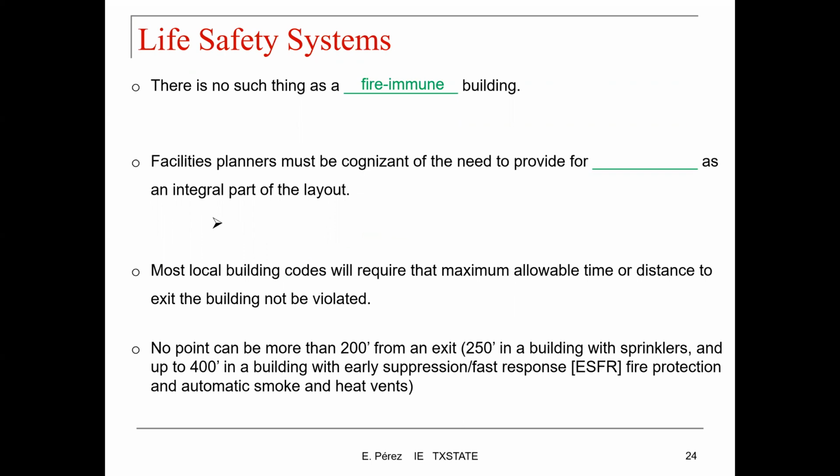Facilities planners must be cognizant of the need to provide for safety routes as an integral part of the layout. Most buildings require 2 or more exits. Most local building codes require that the maximum allowed time or distance to exit the building not be violated. No point can be more than 200 feet from an exit, 250 feet in a building with sprinklers, and up to 400 feet in a building with early suppression, fast response fire protection, and automatic smoke and heat vents.